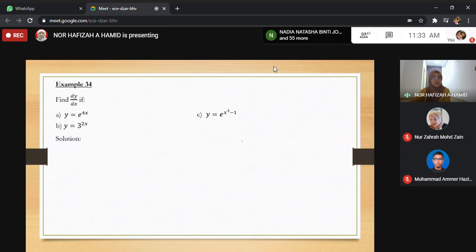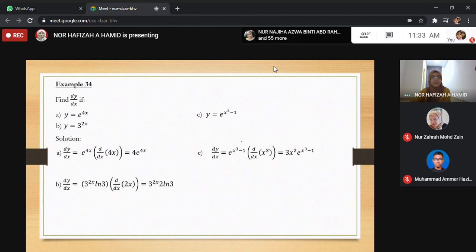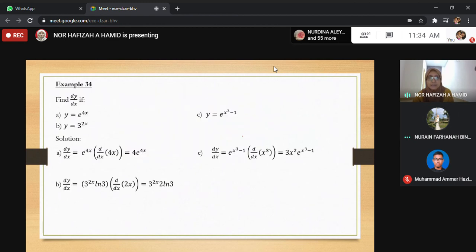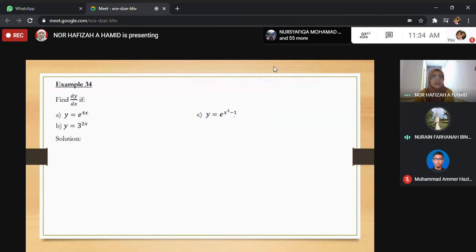Okay, so example 34 you boleh refer to recorded video. Biasanya saya nak masuk tu derivative of logarithmic function. Madam, nak tanya, yang example nak tanya boleh? Apa ni? 34 ke? Yang mana? 34B. Jawapan dalam pre-recorded video tu, dia dapat 3 power to x, lepas tu darab dengan 2 ln 3. Darab dengan 2 ln 3 betul?